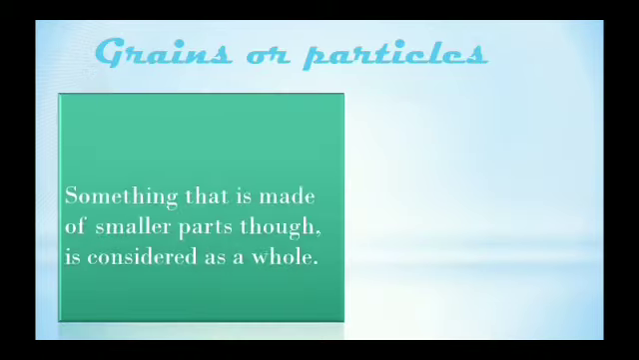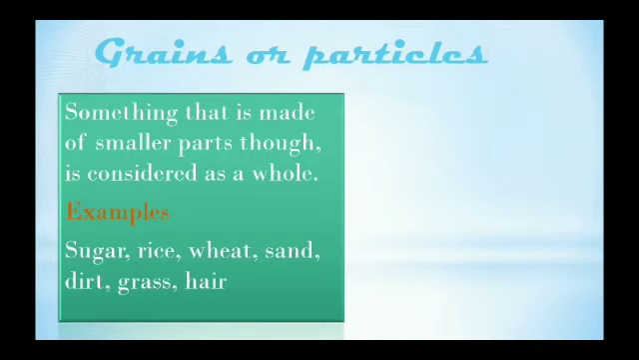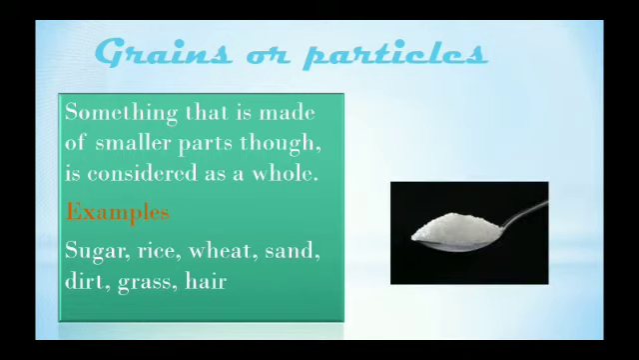Another category is grains or particles. Something that is made of smaller parts, but is considered as a whole thing. For example, sugar. It's made of small parts, right? But we don't count those small parts. We count as 2 spoons of sugar, 3 spoons of sugar. So we are counting the container, not the grains of sugar, right?